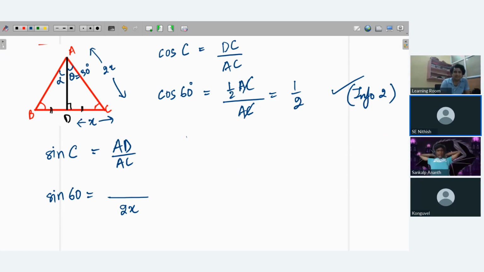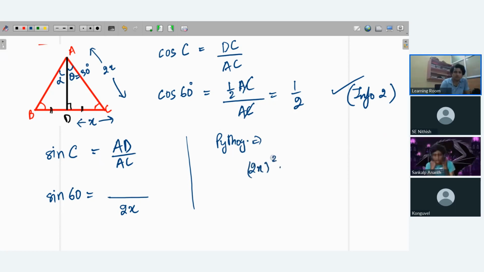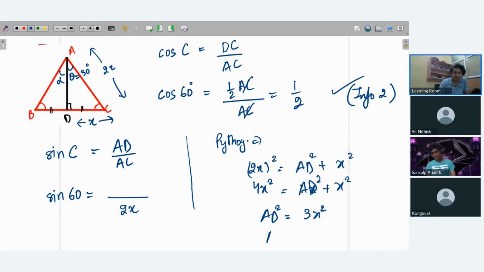It should be Pythagoras theorem: (2x) whole square is equal to AD square plus x square. 4x square is different. So AD square is 3x square and AD is square root 3x, root 3x. So root 3 by 2 cancels, root 3 by 2. This is sine 60.